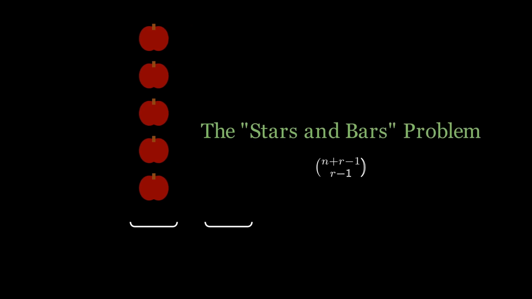This is called the stars and bars problem, and it often comes up in many tricky probability questions. To solve this problem, we can utilize the formula for distributing n identical items into R groups. In this case, n equals 5 and R equals 2, so we have 6 choose 1, or 6 factorial over 5 factorial.